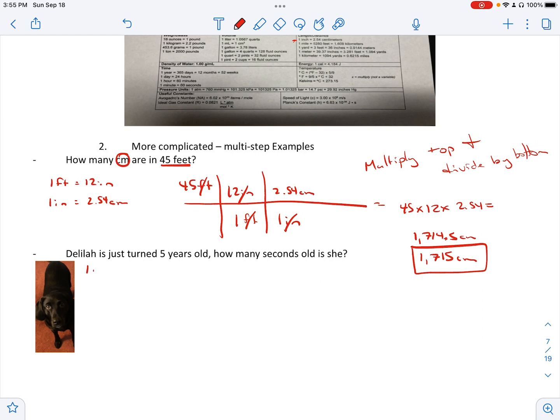We're going to have to go from years to days. So we can say 1 year equals 365 days. Then we know for every day there are 24 hours, right?